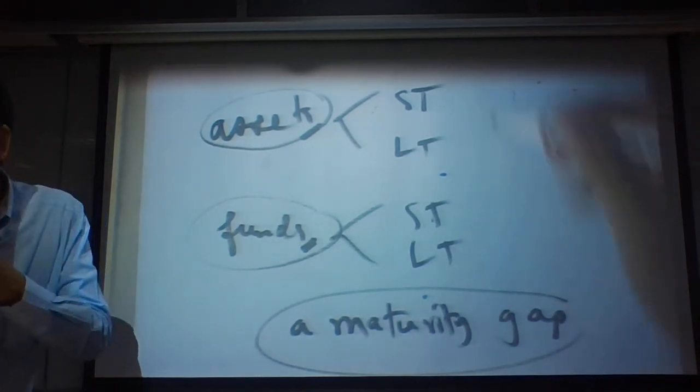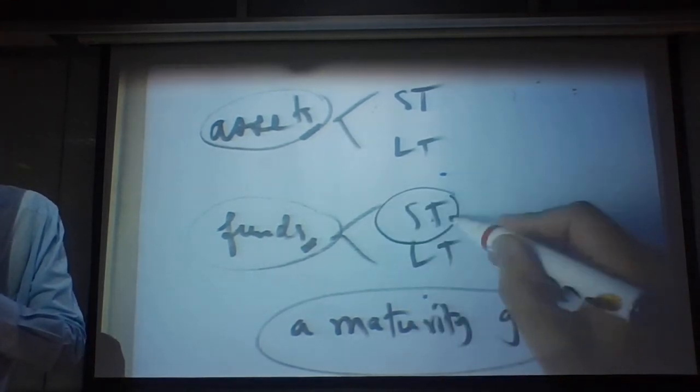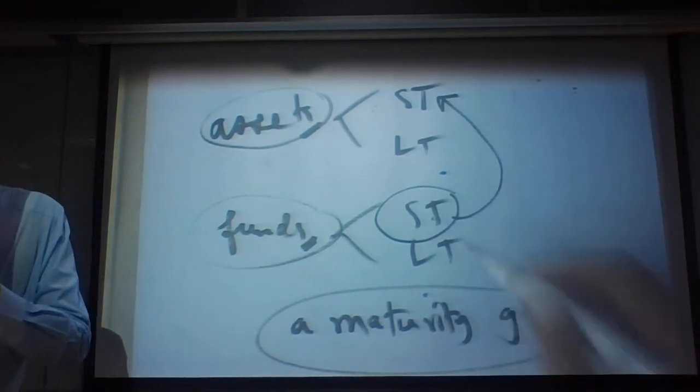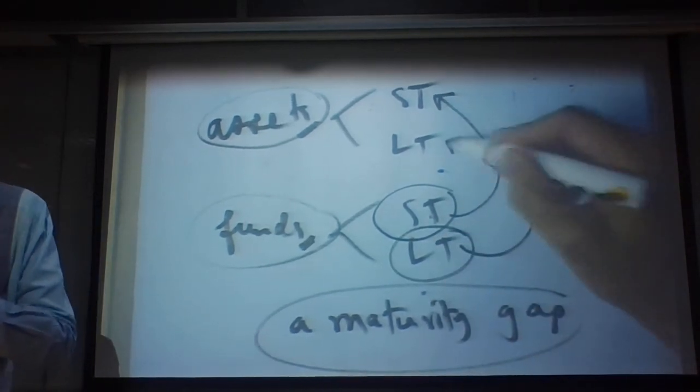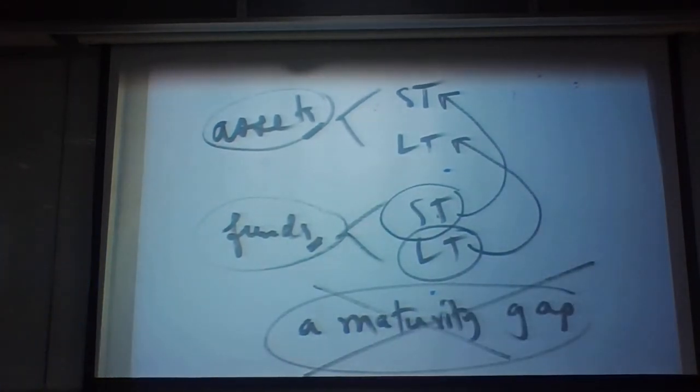Now, when you use maturity matching, we use short-term funds to finance short-term assets. We use long-term funds to finance long-term assets. So there will be no more maturity gap. This is in general, because you need to define how short is short, how long is long. Right? This is a general idea first. So the risk of mismatching maturities is gone.